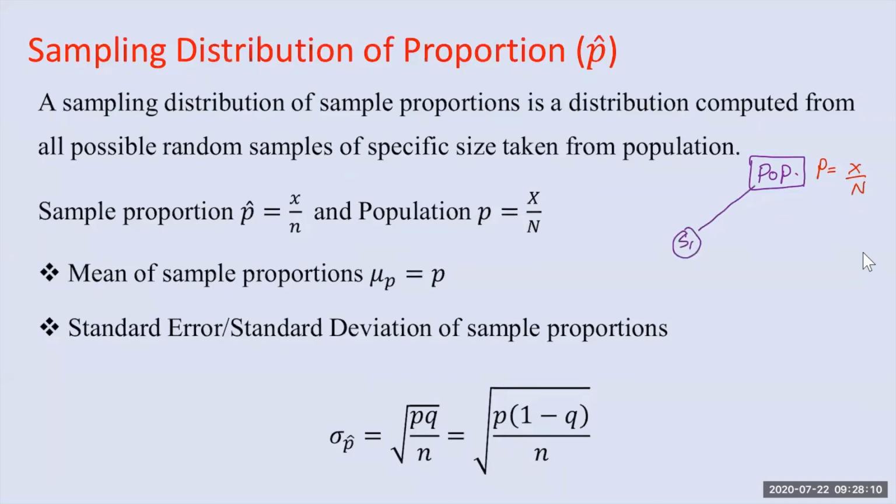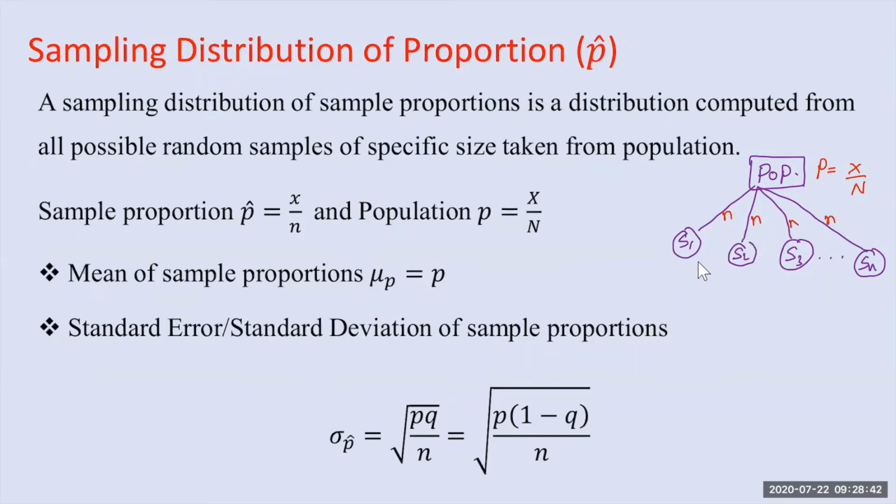Say, for example, S1, S2, S3, all the way up to the nth sample, Sn. So you are going to draw all possible samples of size n. Remember, the size of the sample must be fixed. So n is the size of the sample, how many elements are there in this sample. n can be any number.